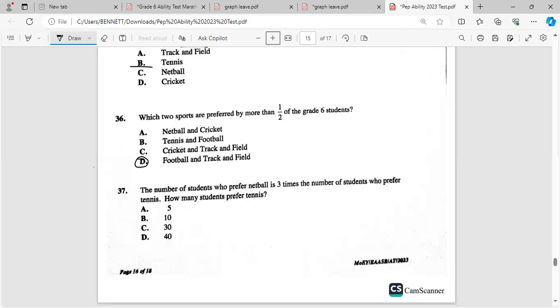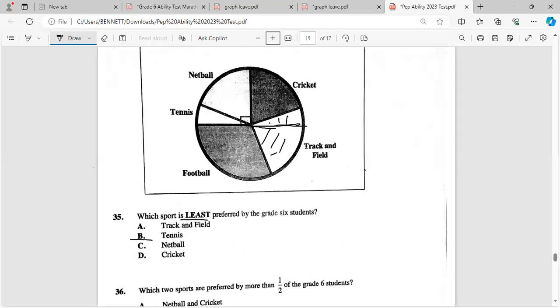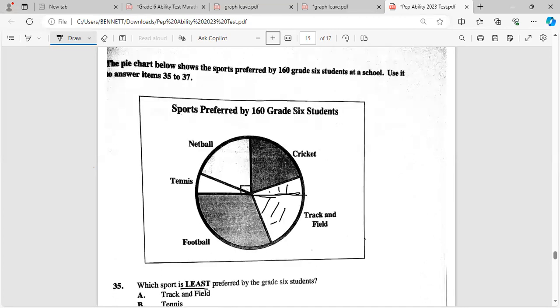The number of students who prefer netball is 2 times the number of students who prefer tennis. How many students prefer tennis? All right. Which two of them are compared again? Tennis and netball. Okay, all right. Oh, you think you need the general total, 160 students.